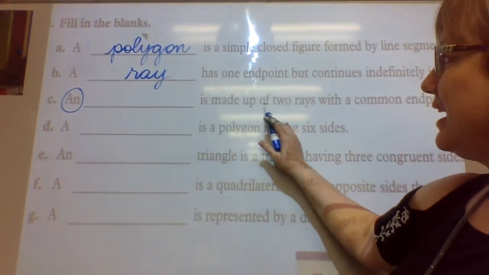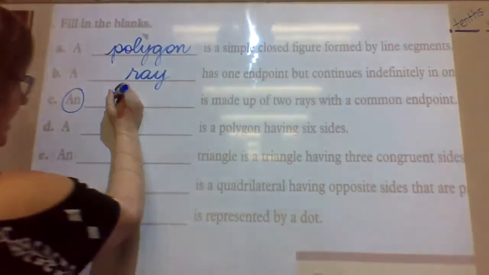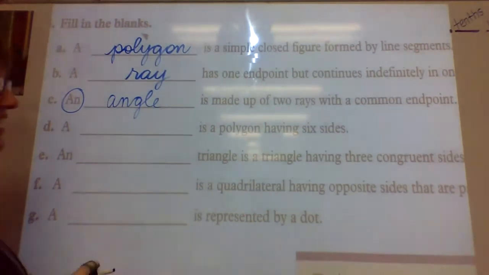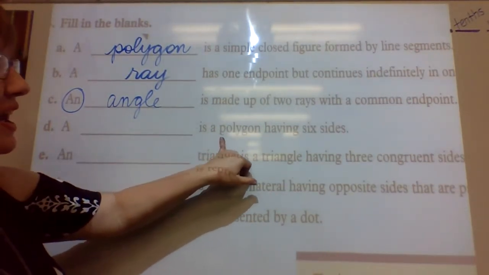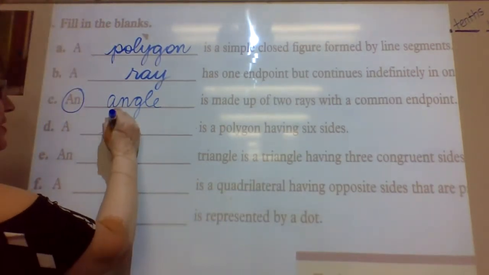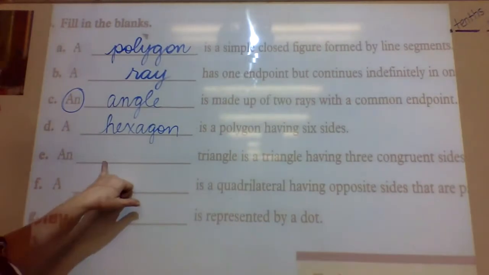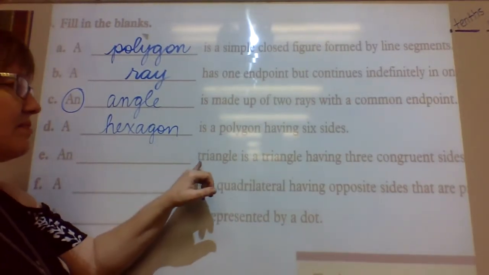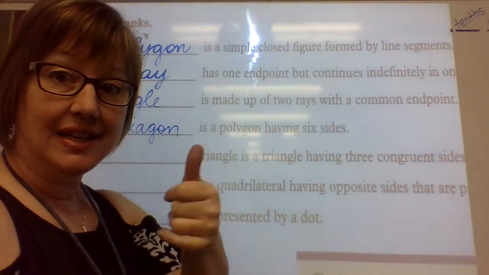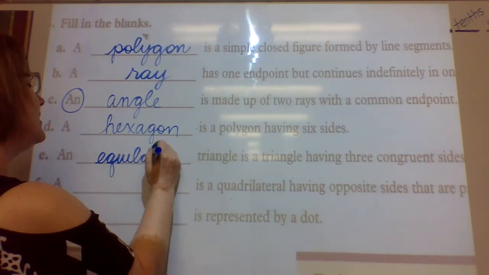And what is made up of two rays with a common endpoint? We did these today. An angle, and not angel, angle. Okay? A what is a polygon having 6 sides? 6, hex. Remember? Hexagon. Okay? And I'm going to start with a vowel again. And something triangle is a triangle having 3 congruent sides. Equilateral. Good. I heard somebody say that.